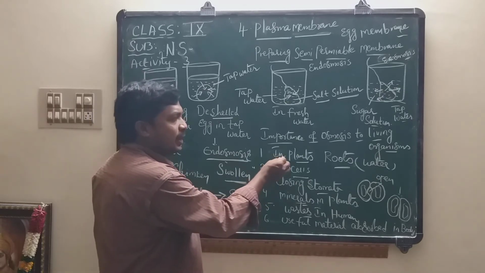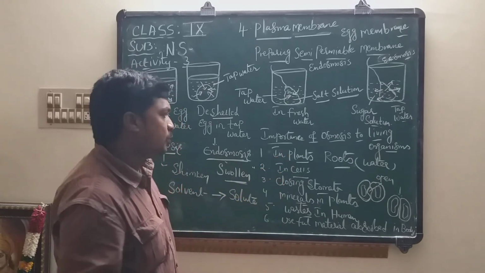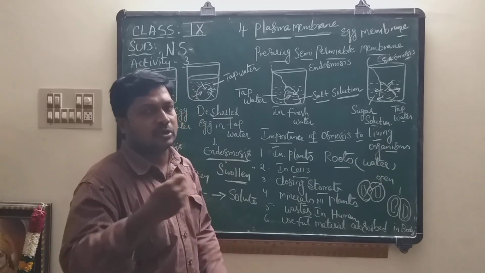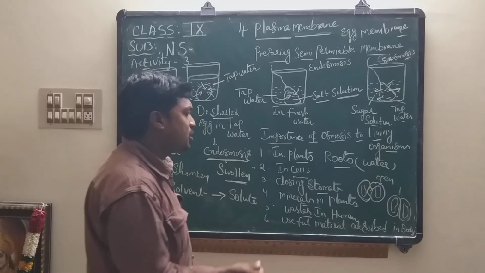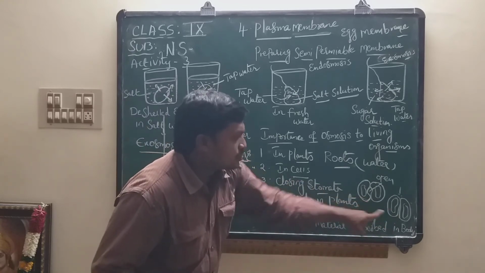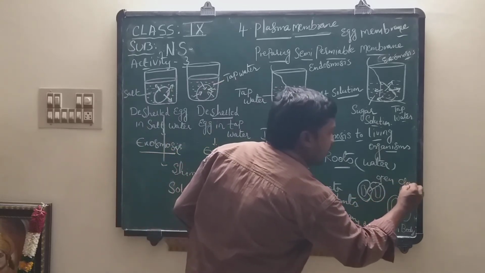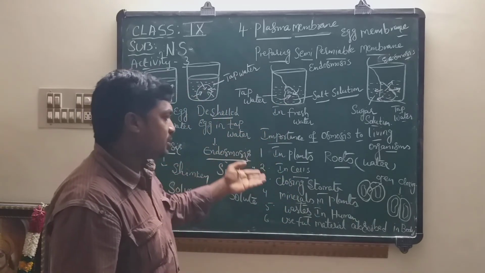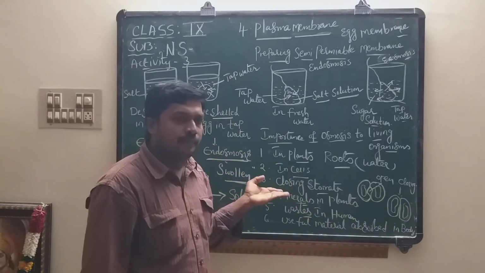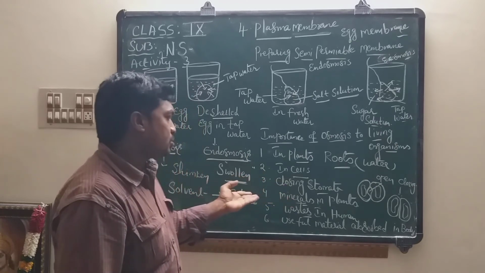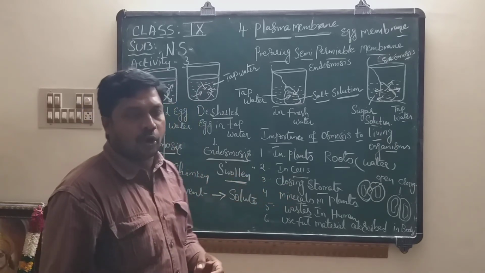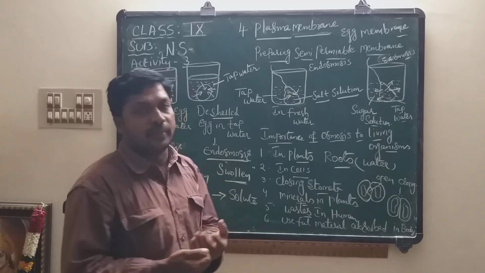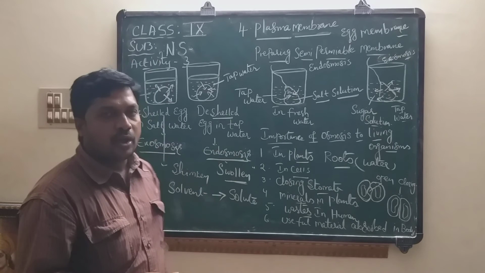First one is in plants, roots absorb water in the process of osmosis. In cells also, water enters into the cell or comes outside of the cell in the process of osmosis. Closing and opening of stomata: this one is closing stomata and this one is opening stomata, taking place with the help of osmosis. Minerals also get reabsorbed in plants in the process of osmosis. Waste materials in the human body are also sent out from the cells in the process of osmosis. Useful materials also get reabsorbed in the process of osmosis.